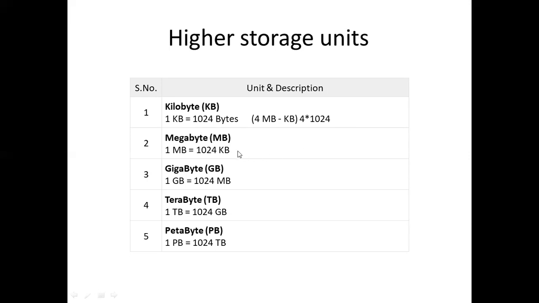In other words, when you're coming from kilobytes to megabytes, you divide. From megabytes to gigabytes, you divide. From gigabytes to terabytes, you divide. From terabytes to petabytes, you divide. And you divide all those with 1024. But when you're coming from petabyte to terabyte, you multiply. From terabyte to gigabyte, you multiply. From gigabyte to megabyte, you multiply. From megabyte to kilobyte, you multiply with 1024. And this brings us now to the end of our computer memory unit.